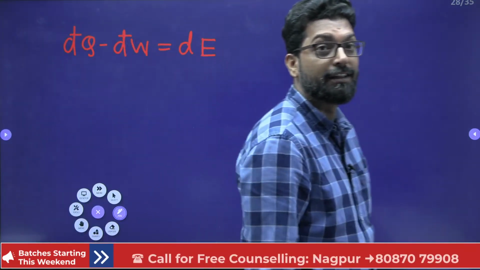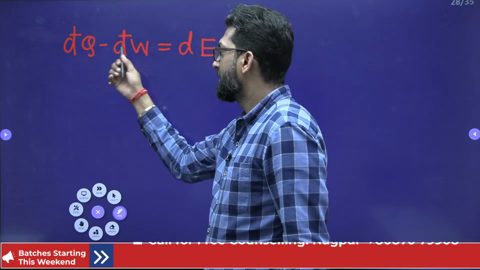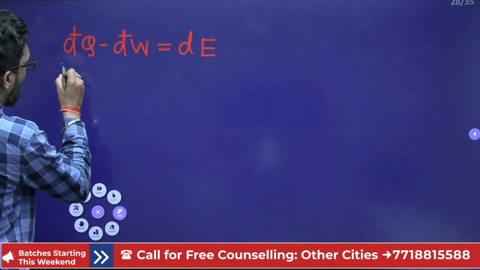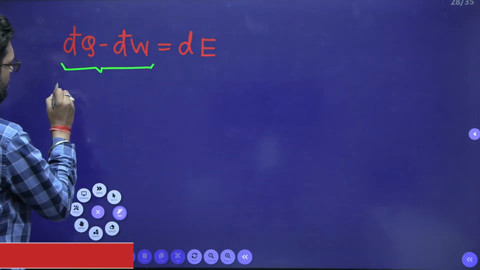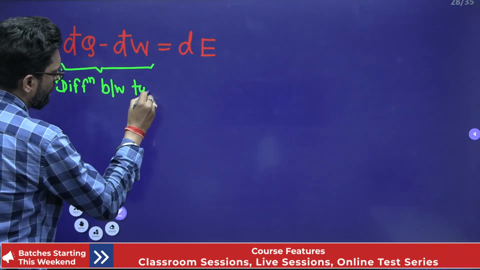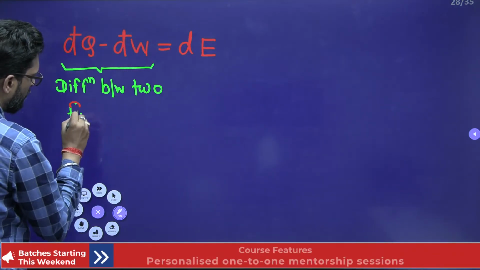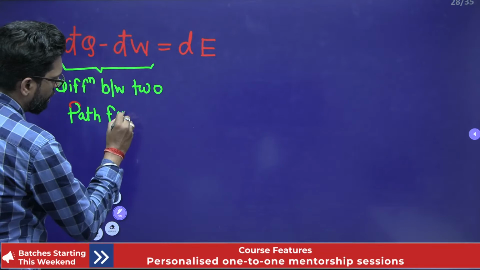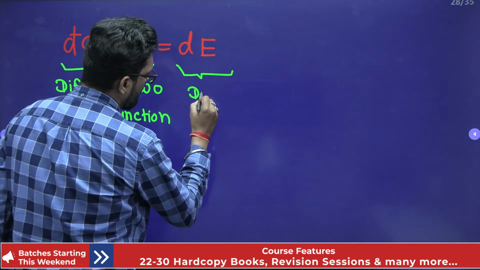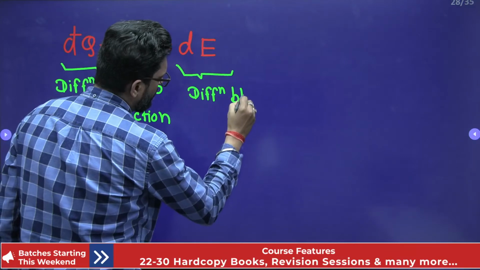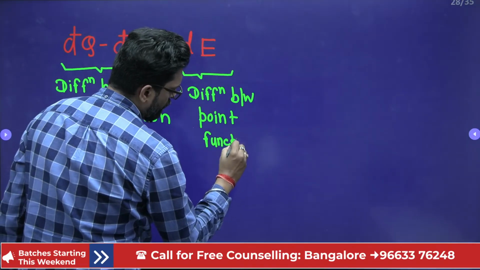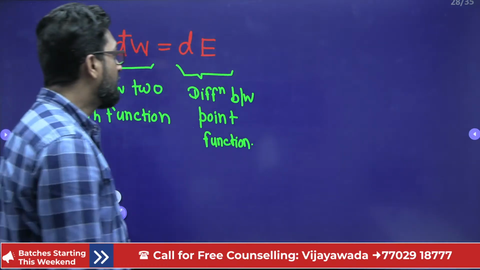How to write this equation? This is very important. Why? Because this is a path function, this is a path function. The difference between two path functions is a point function. So the difference between two path functions is equal to the difference between point functions. Okay.